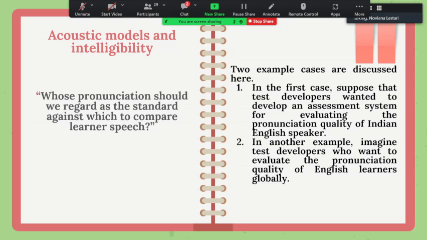Acoustic model and intelligibility. Put another way, the question that test developers should be asking themselves is, whose pronunciation should we regard as the standard against which to compare learner speech? Depending on the answer to this question, the speech data that test developers should collect for training the acoustic model might vary. Clearly, the purpose of the assessment and the intended use and interpretation of the test score should also be taken into account.